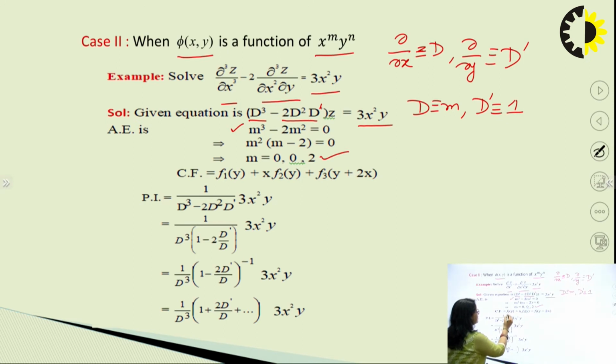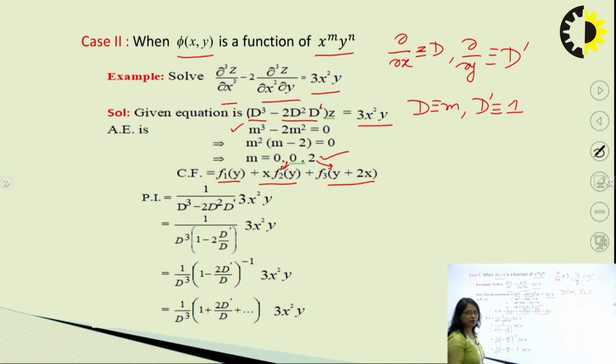So the pattern is function of y plus x times function of y. This is corresponding to the root 0. Corresponding to root 2, we will have function of y plus 2x as the complementary function. Now coming to PI, to find the particular integral, we will actually need to expand. So first of all, PI will be 1 upon D cube minus 2D square D dash applied to 3x square y.